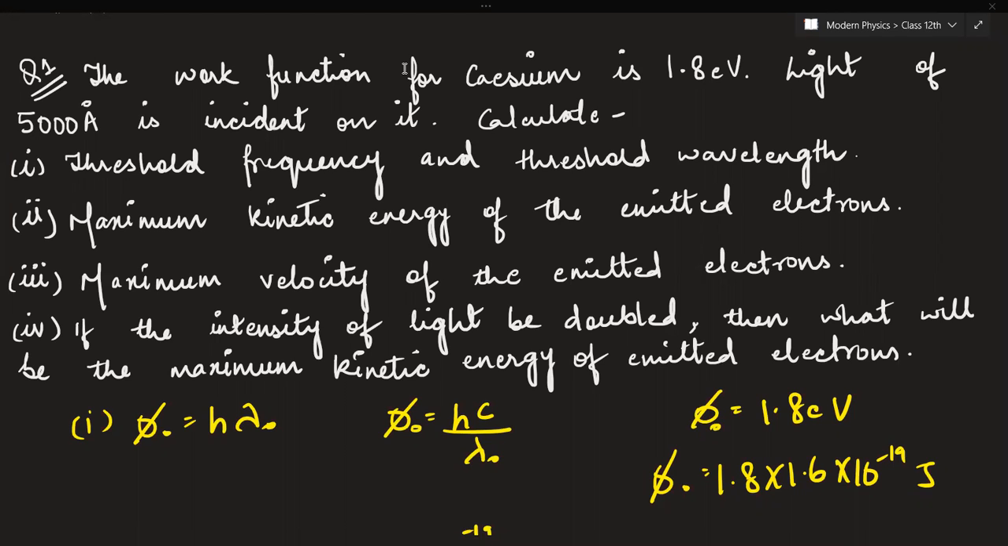You got kinetic energy as 10 to the power minus 19, no? 1.098. Okay, good, Sana. Correct answer.